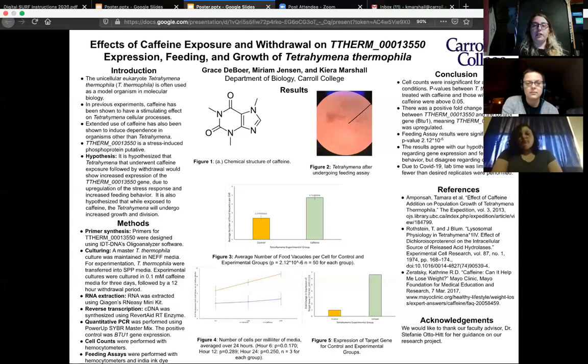Due to the COVID-19 pandemic, our lab time was more limited than it normally would be, so there were fewer replicates than we would have liked to perform, and performing more would have resulted in more data that we would have been able to analyze.